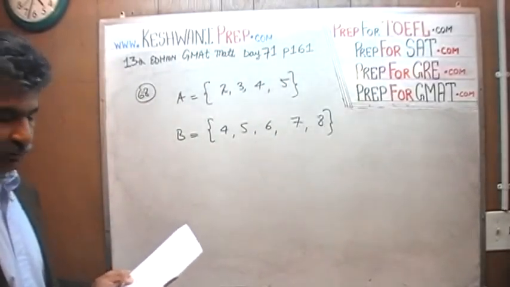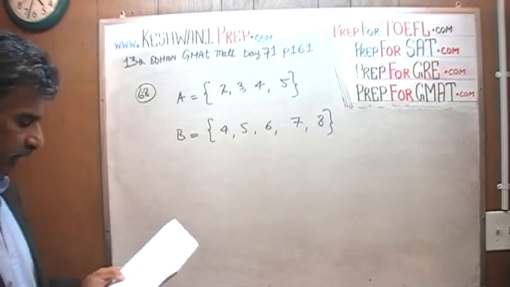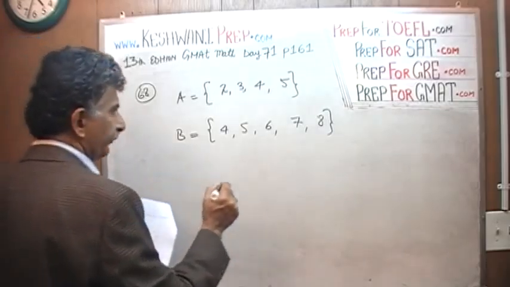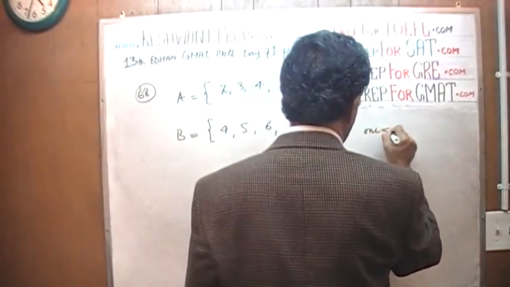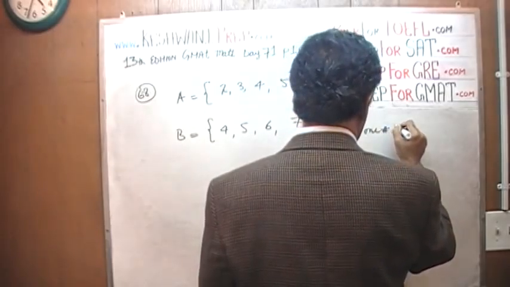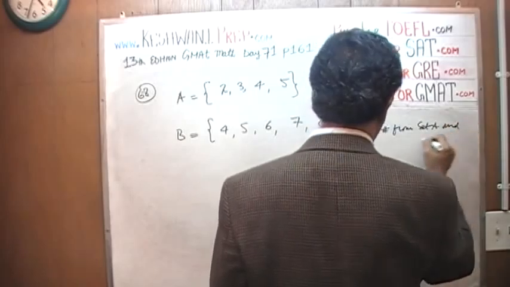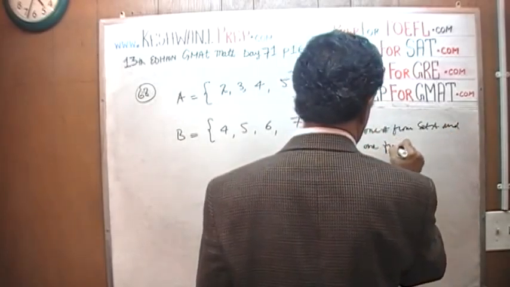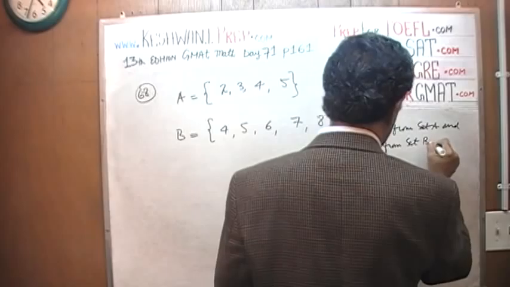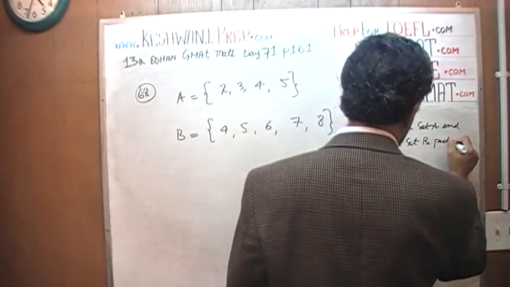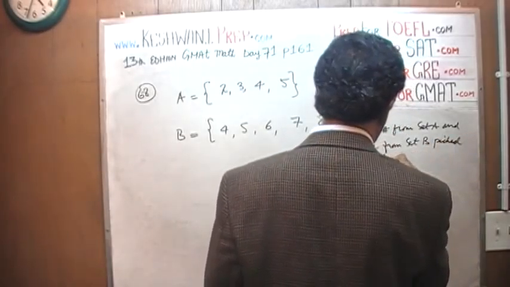One number from set A and one from set B is picked at random.